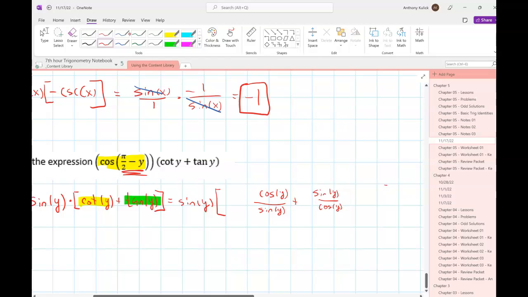And what am I going to need to do with those two fractions? I have two fractions that are being added. What do I need to do that? Common denominator, excellent. What would the common denominator be? Sine y times cosine y, excellent. So what do I need to multiply this first fraction by? Cosine y. What do I need to multiply the other fraction by? Sine y.